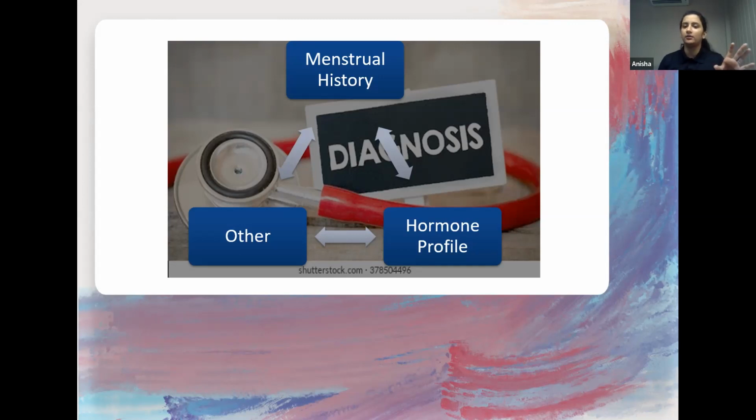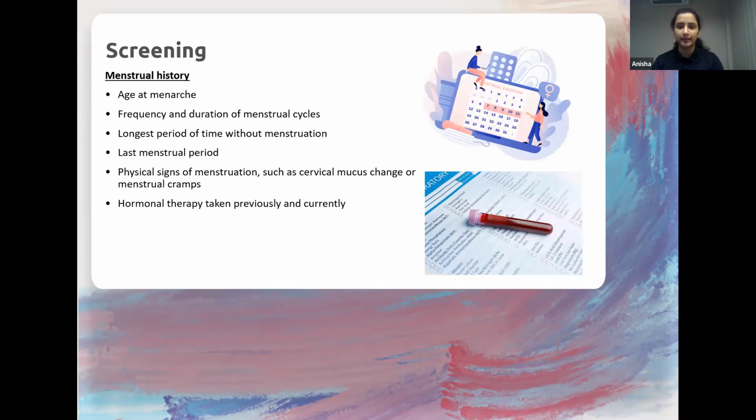Then secondly, hormone profile. This is something which is usually advised by the gynecologist because it is a way to understand what is going wrong, which hormone needs to be taken care of, and how it needs to be treated. Okay. So the first part of it is screening. As I have mentioned, menstrual history: age of menarche, frequency and distribution of the cycles, longest period of time without menstruation is very important, and last menstrual period. Both these things are going to help us in understanding what is exactly going wrong and what changes are happening.